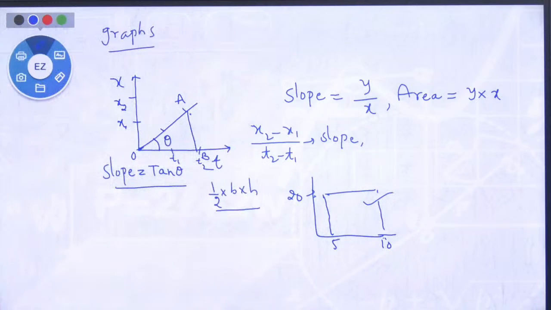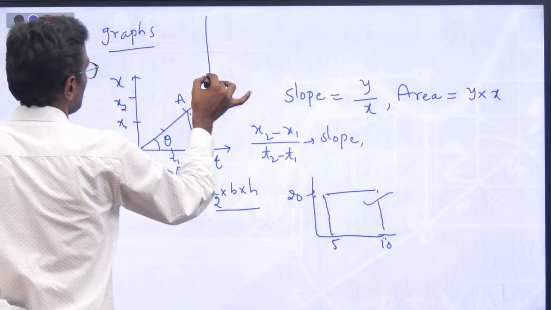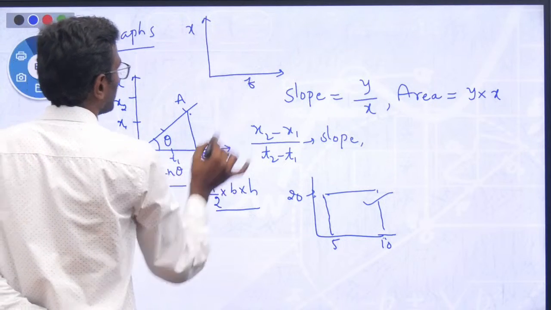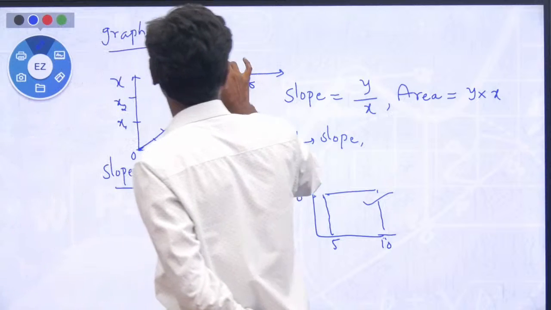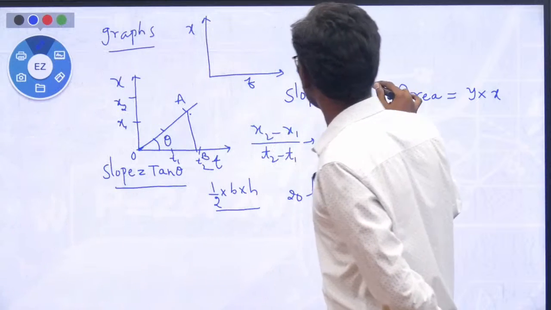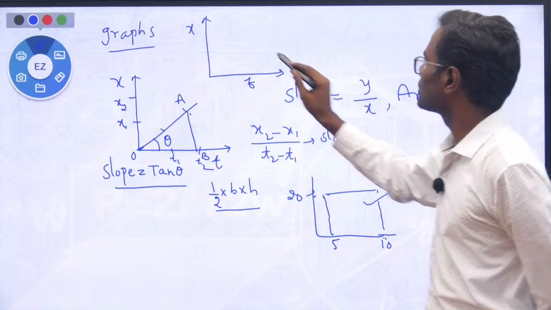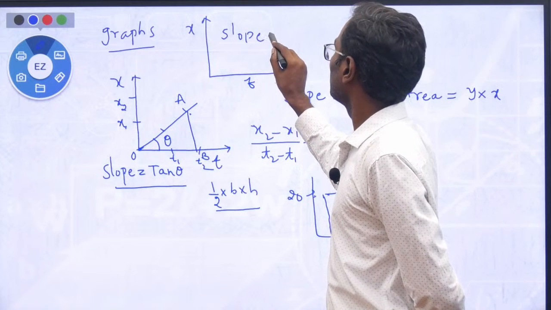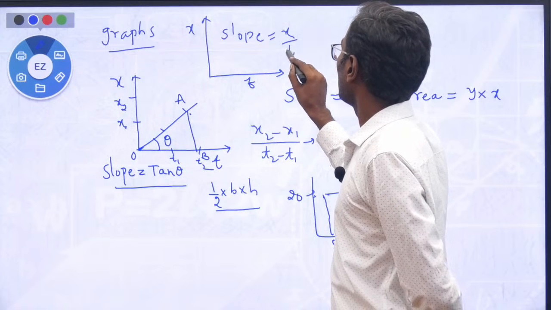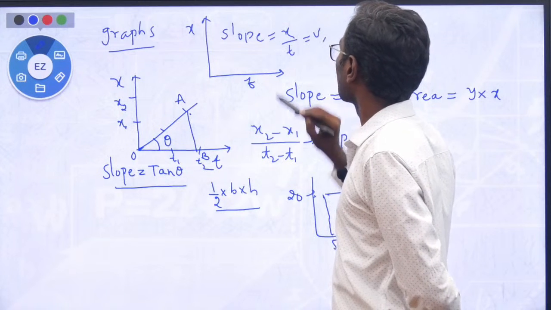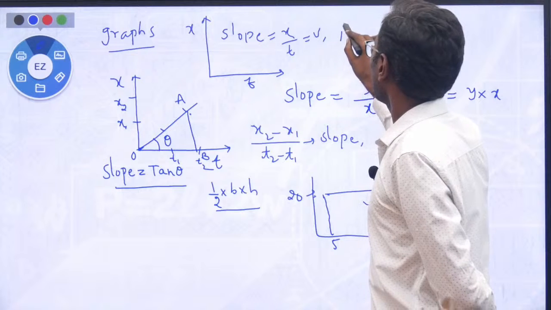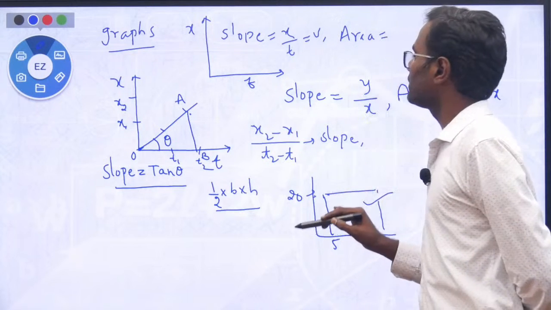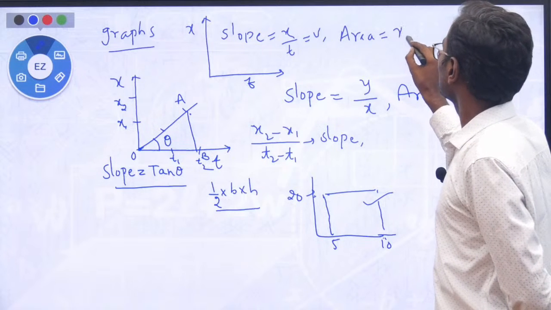Okay, beta. So first we will introduce the slope of the position time graph. So here slope is equals to what I wrote here, y by x. Slope is equals to x by t. X by t gives velocity. So next, area under the graph. Area under the graph means x into time.